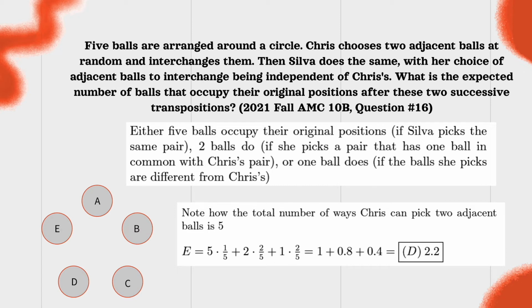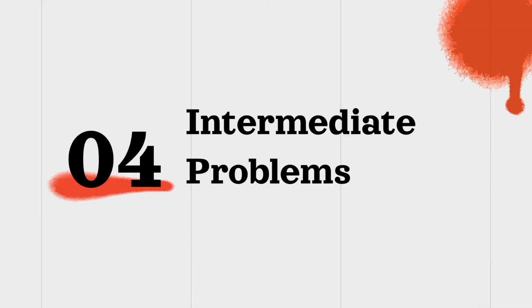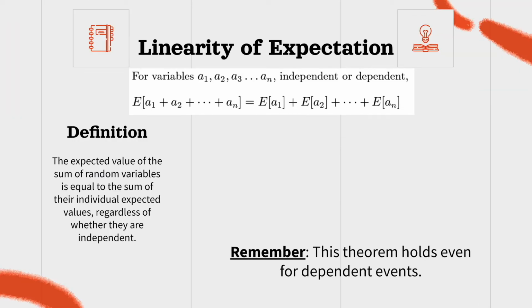5 times 1/5 plus 2, which would be the two balls occupying their original position, times 2/5 plus 1 times 2/5. This would equal D, 2.2. Let's move on to some intermediate problems.